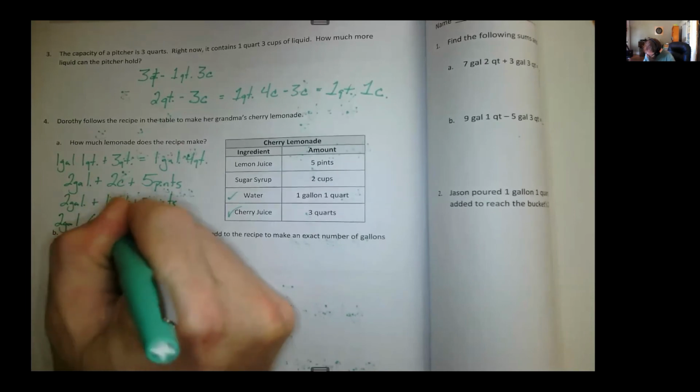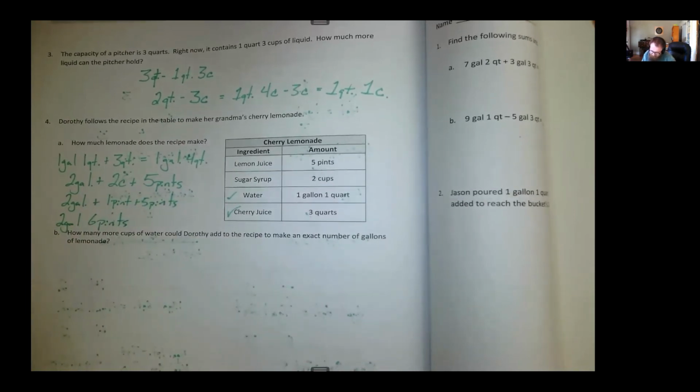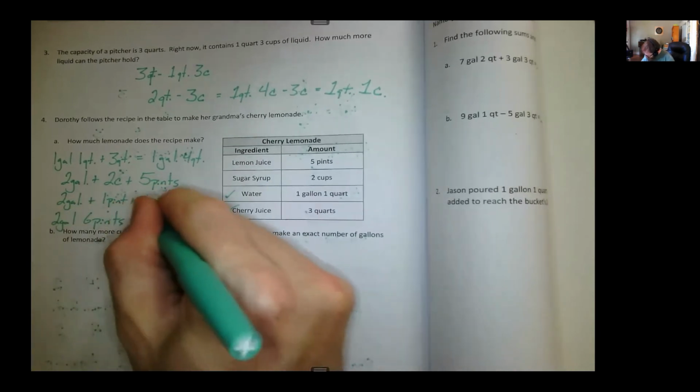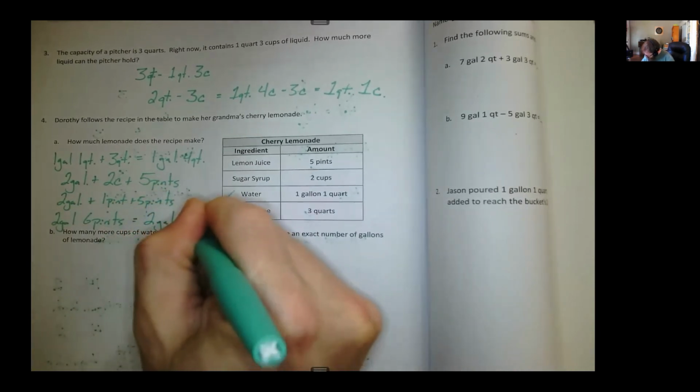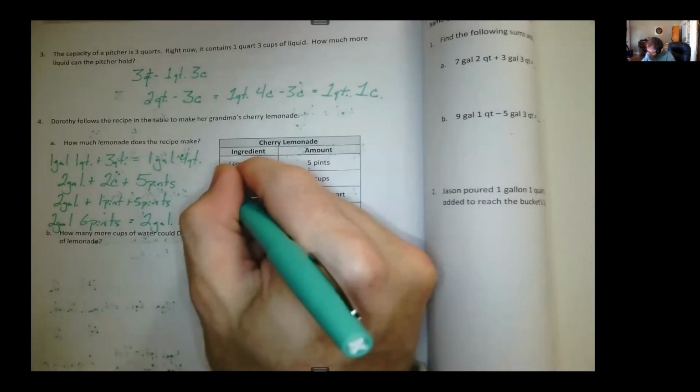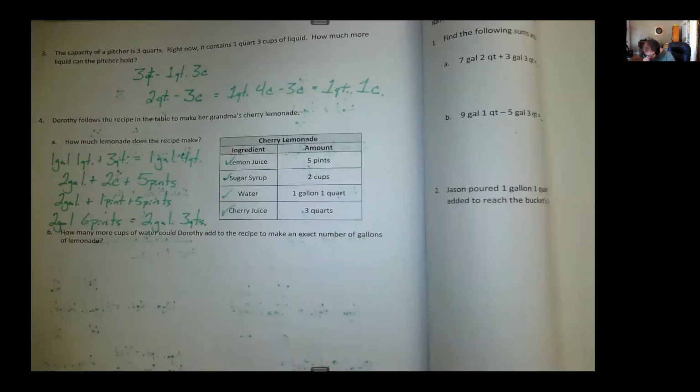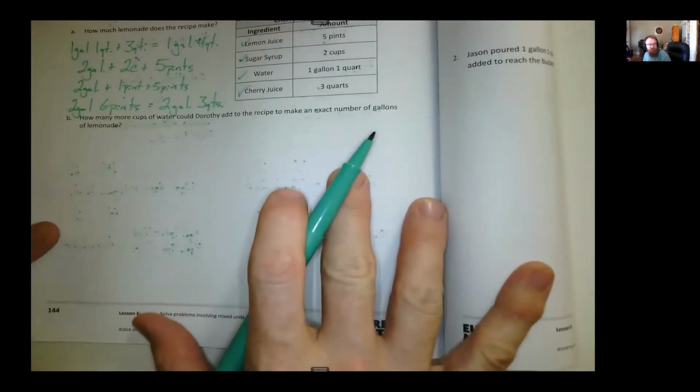6 pints. We can also look and see that we could rewrite 6 pints as a larger unit. 6 pints equals 3 quarts. So you could also write 2 gallons, 3 quarts. I think either one could be considered correct because they do not specify which units to use. Now, part B might make it more clear which one is the easier way to solve. How many more cups of water could Dorothy add to this recipe to make an exact number of gallons of lemonade?